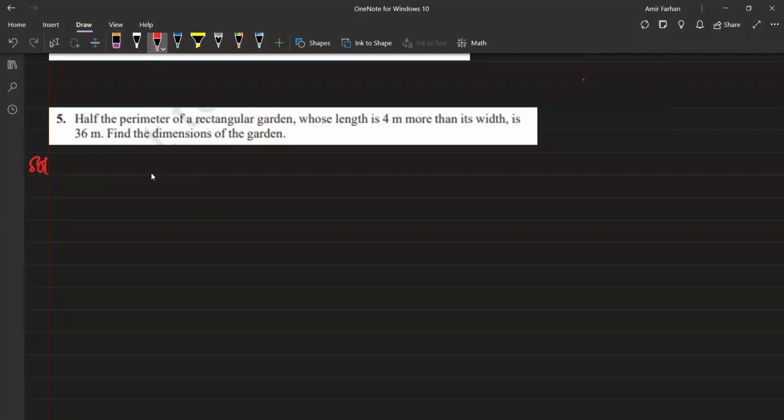Length into breadth. Perimeter of the rectangle. The perimeter of the rectangle is 2 into (L plus B). Yes or no? So basically, first thing we have to assume: let x and y be the length and breadth respectively.